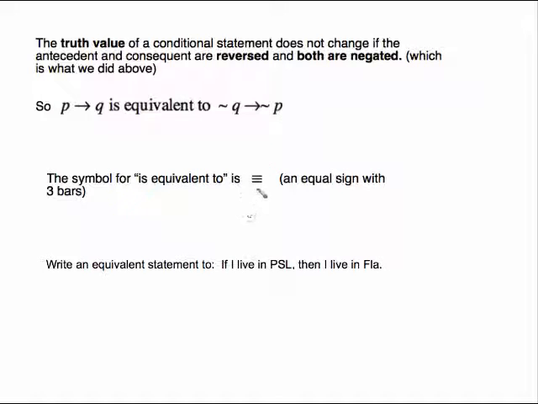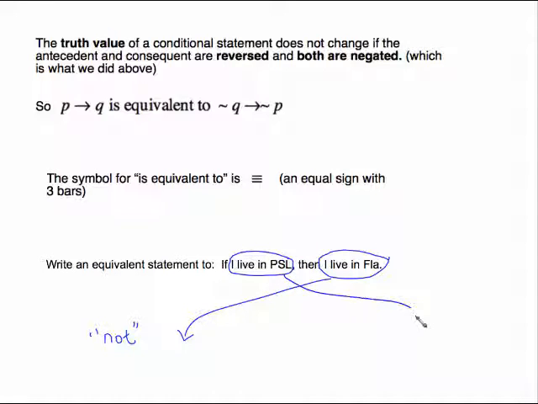And the symbol for equivalent is three lines for an equal sign. So you might be asked to write the equivalent statement in words. If I live in Port St. Lucie, then I live in Florida. To do this equivalent statement, what this tells me is that I can take this part, the I live in Florida, and it goes in the front, but there's going to have to be a not somewhere in the statement. Then I'm going to take the I live in Port St. Lucie. It goes to the back side, and it also will have to have a not somewhere in the statement.